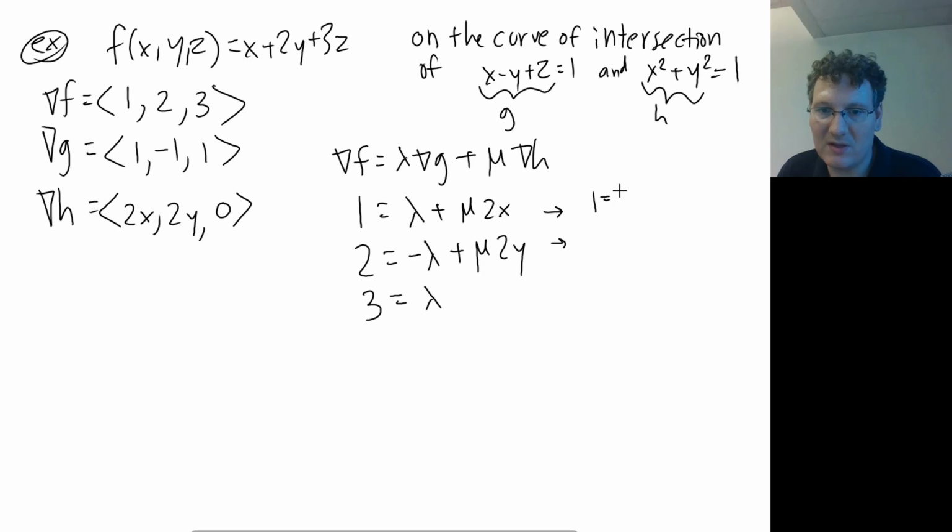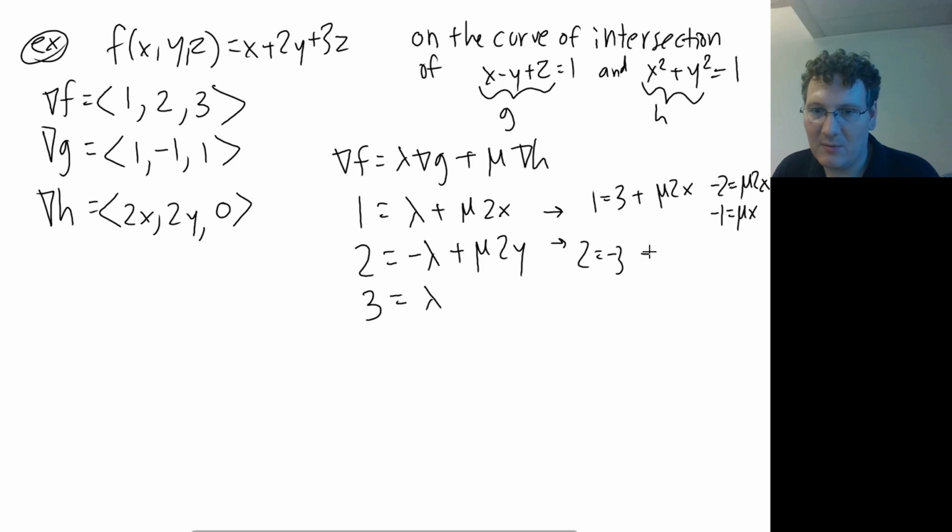So with that, we can plug that in for lambda in these two equations. We had 1 equals 3 plus mu times 2x, and that's going to be negative 2 equals mu times 2x, or, well, we can have negative 1 equals mu x. Okay, then the second equation is going to give us 2 equals negative 3 plus mu times 2y, which is going to be, I add 3 to both sides, you're going to have 5 equals mu times 2y. So we would say mu y is going to be 5 over 2.